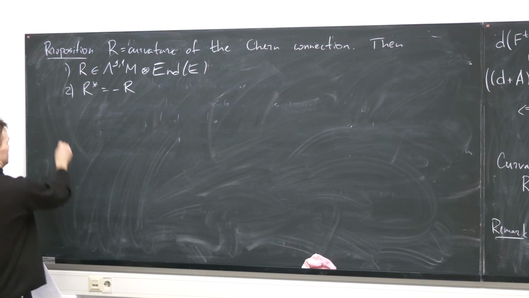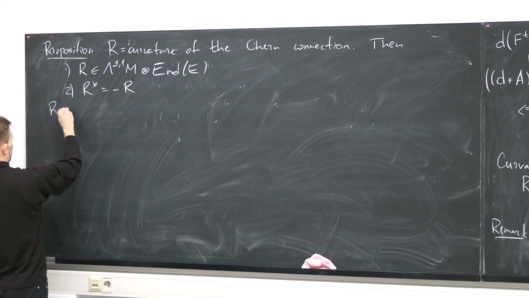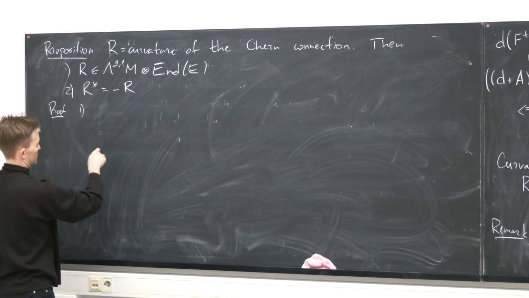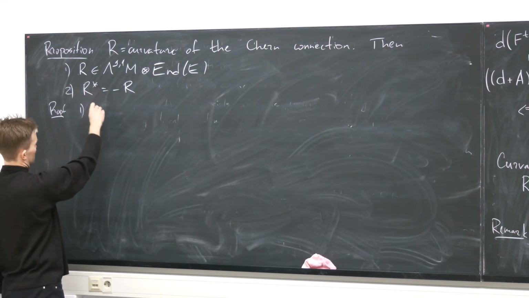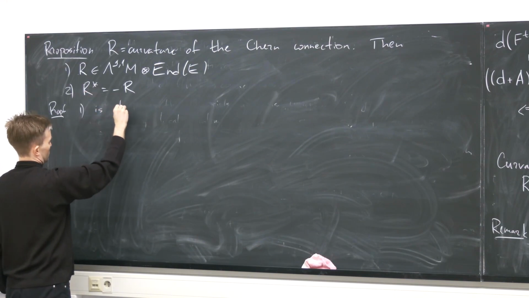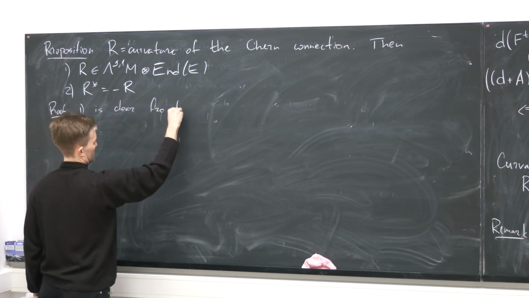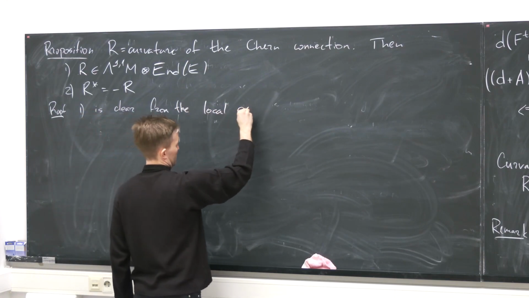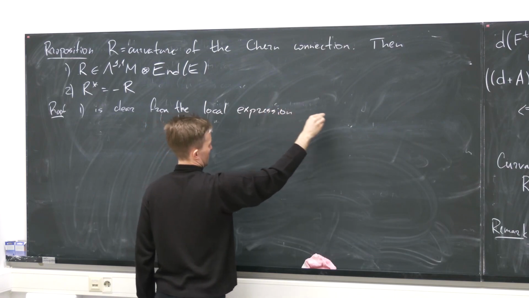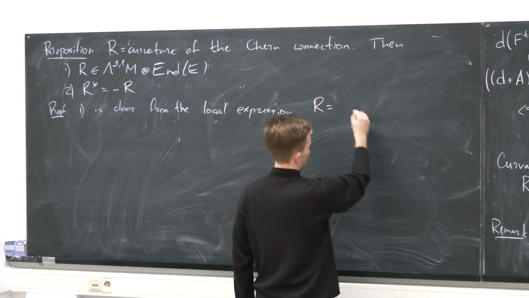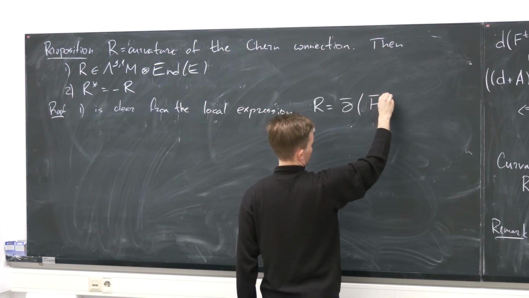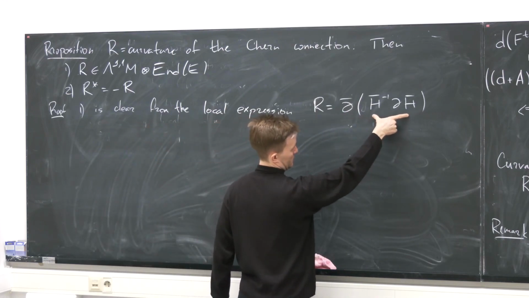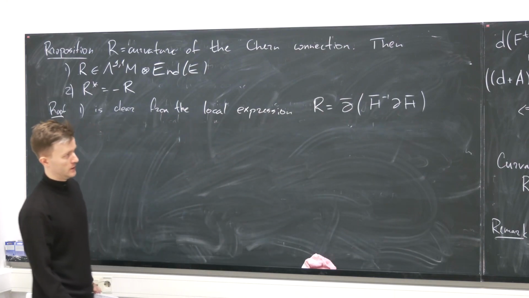I won't show you the proof because it's just a computation. Property 1 is clear from the local expression, that R is del bar H bar inverse del H bar. This is a form of type 1, 0, and then I apply del bar and I get the form of type 1, 1.